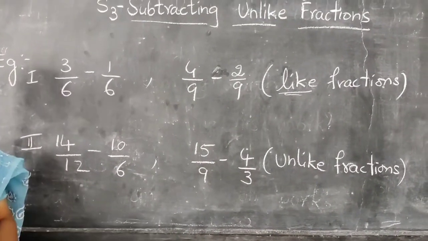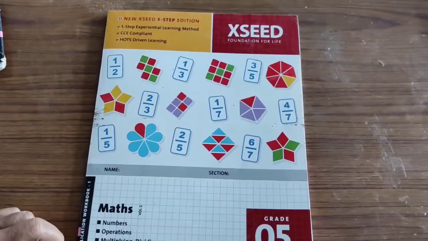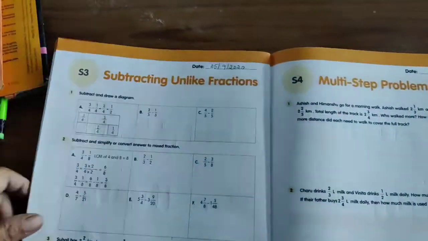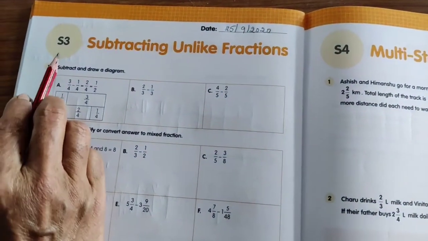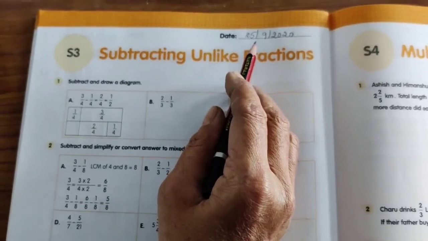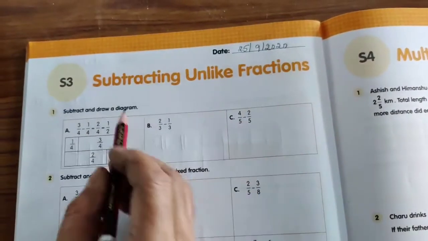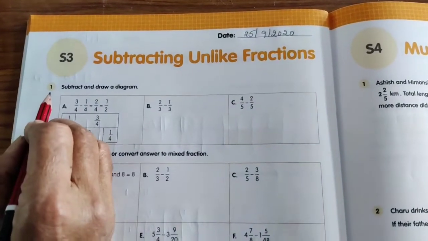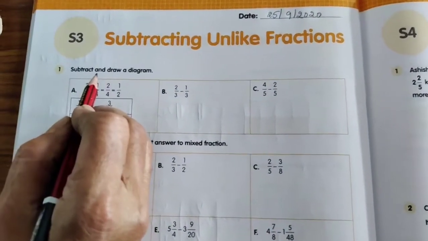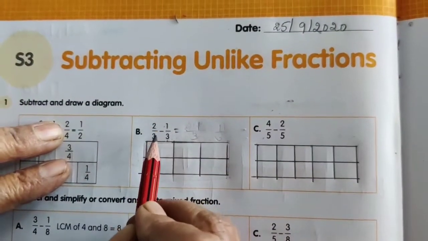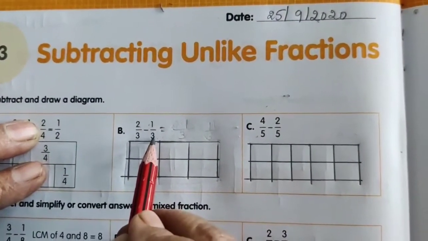Okay? Take out your workbook, children. Block number 6, S3. First write the date, 25/9/2020. Subtracting unlike fractions. First bit, subtract and draw a diagram. Now B bit, 2 by 3 minus 1 by 3.